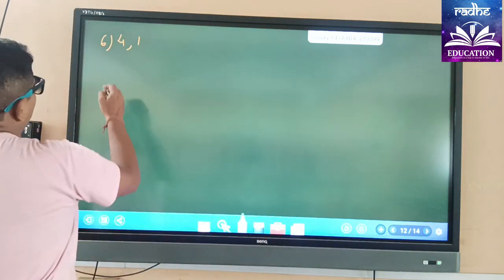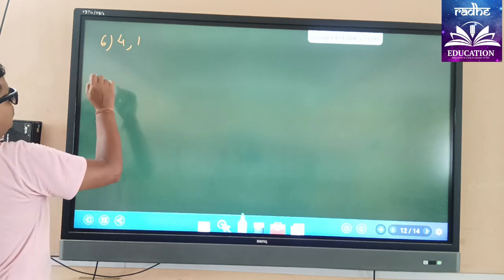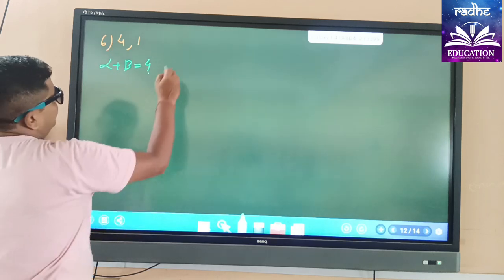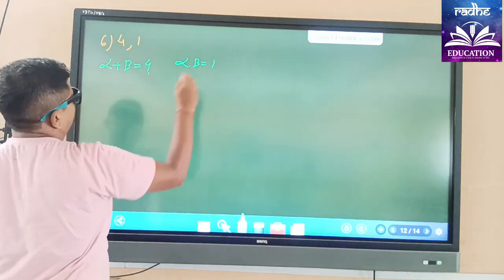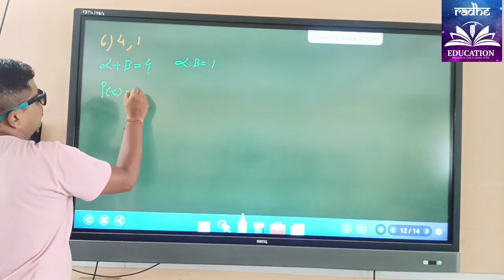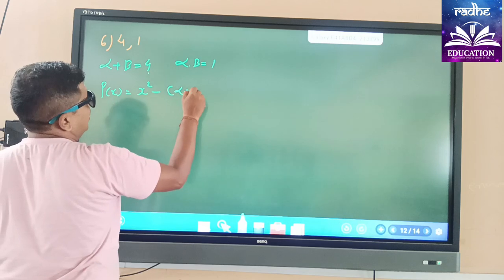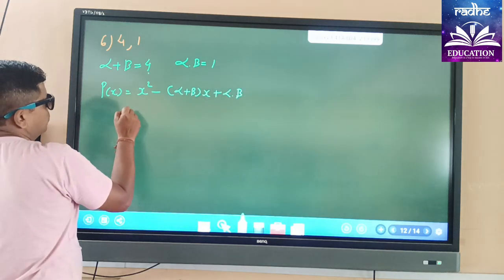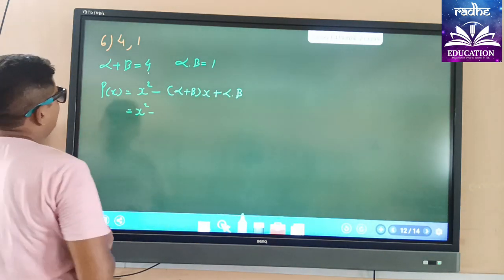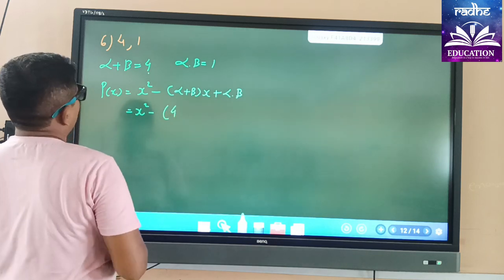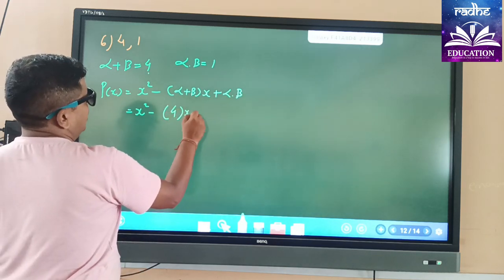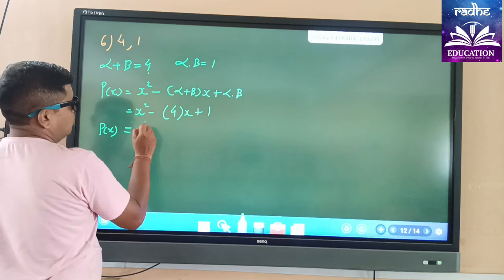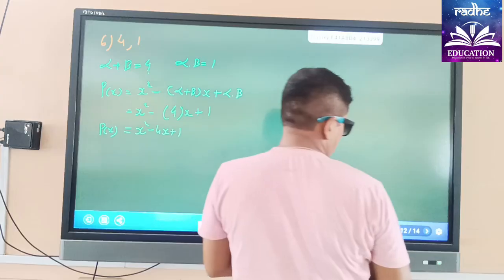4 comma 1. So we can write here, we try to do with another method also. Alpha plus beta is given 4. Sum of the zeros is given 4. And multiplication of the zeros is given 1. We have standard form is p(x) equals to x square minus (alpha plus beta)x plus alpha into beta. Okay, we will put it here. So we get here x square minus alpha plus beta, which is given what? 4, and 4x, and alpha into beta is given 1. So we have the solution is p(x) equals to x square minus 4x plus 1. Okay.